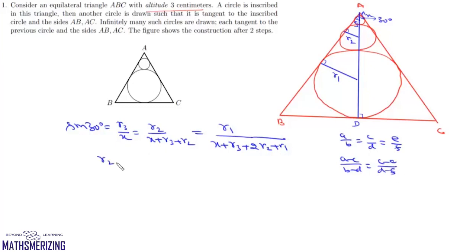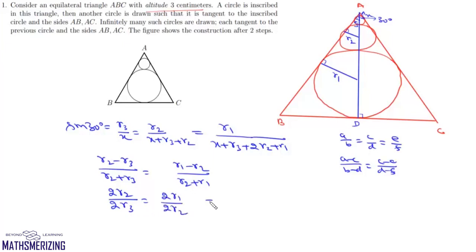So we'll use the same property to eliminate this x. We'll write R2 minus R3 upon R2 plus R3, equal to R1 minus R2 upon R2 plus R1. Now we'll use componendo dividendo. Then we can write 2R2 upon 2R3 equal to 2R1 upon 2R2. So from here we'll say R2 squared equals R1 into R3, that is R1, R2, R3 are in GP. So the radii of all these circles will be in geometric progression.